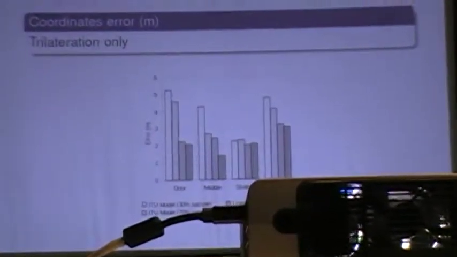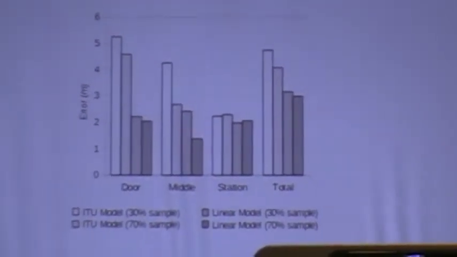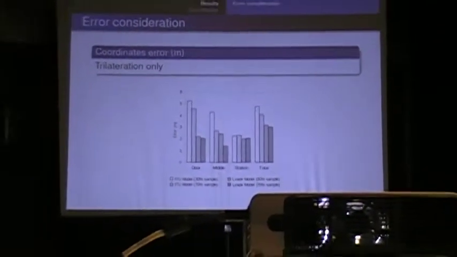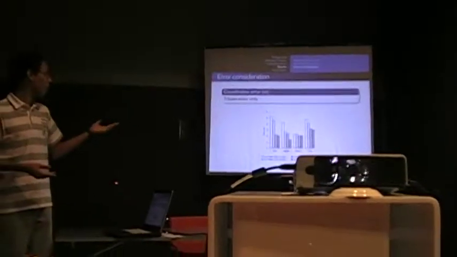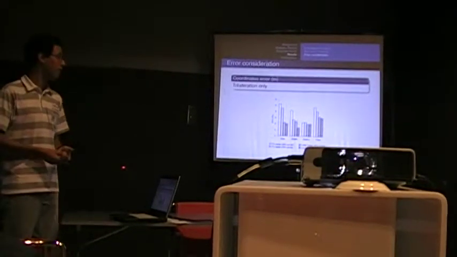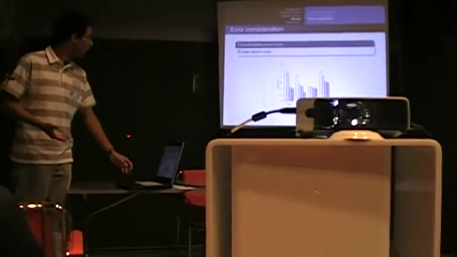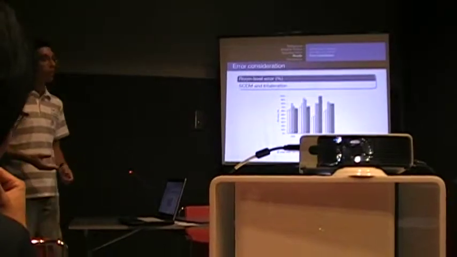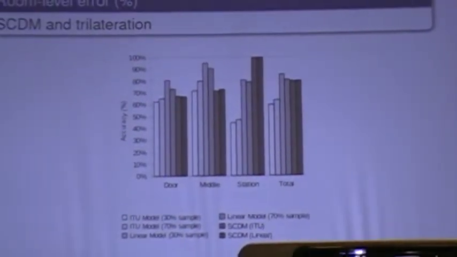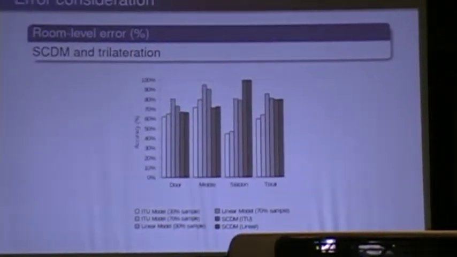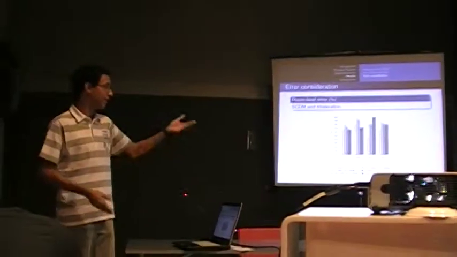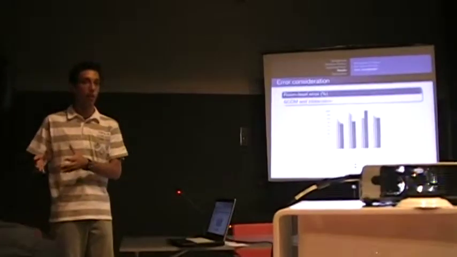As we can see, the coordinates error is applied only to trilateration, because the signal coverage method does not calculate coordinates, so we can assume an error in meters. As we can see, the ITU model error is about 1 meter, 1.5 meters higher than the linear regression error in both samples. So the linear regression is actually more accurate than the model itself. However, if we calculate the room level error with the ITU model, the linear model, and also the signal coverage method, the difference between the ITU model and the linear model is about 20%. In the y-axis we can see the accuracy of the method, and in the x-axis we can see the parts of the room where the data was collected.